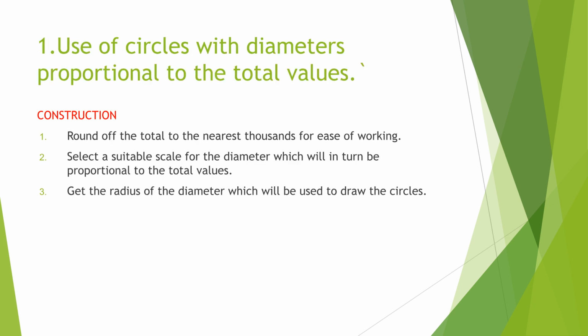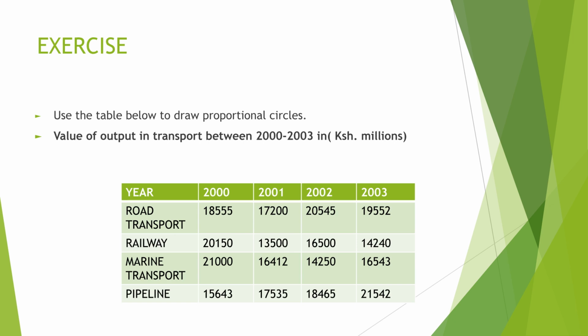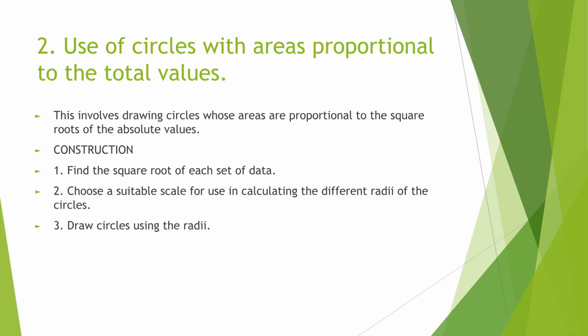For diameter proportional circles, round off the total, select a suitable scale for the diameter, and calculate the radius for drawing the circles. Here is an exercise to practice drawing proportional circles using the value of output in transport between 2000 to 2003 in millions of Kenyan shillings. For area proportional circles, the process involves finding the square root of each data set, choosing a scale to calculate the radii, and then drawing the circles using these radii.